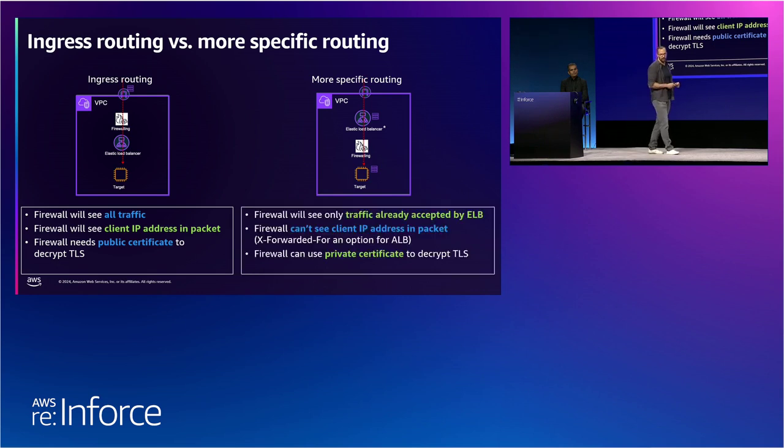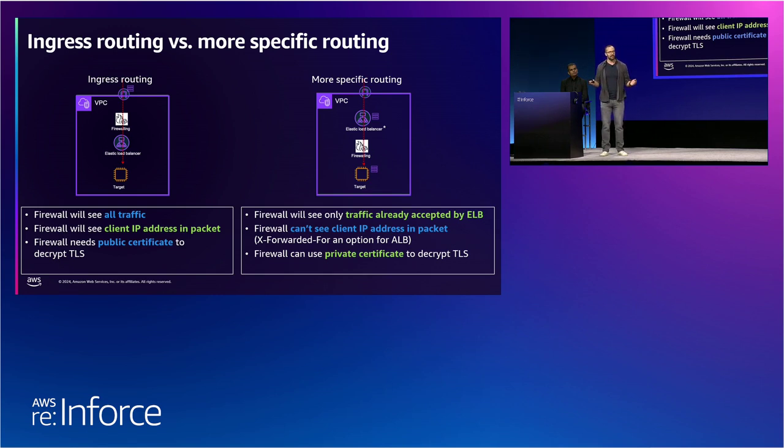On the other hand, with the more specific routing option, the firewall will only see the traffic that has already been accepted by the load balancer. So if the load balancer was listening on port 443, the firewall will only see traffic on port 443. So it doesn't have to scale as much. It usually will see mostly legitimate traffic. However, the policies that you're configuring can't be based on the real client IP address, because that will be NATed to the IP address of the load balancer.